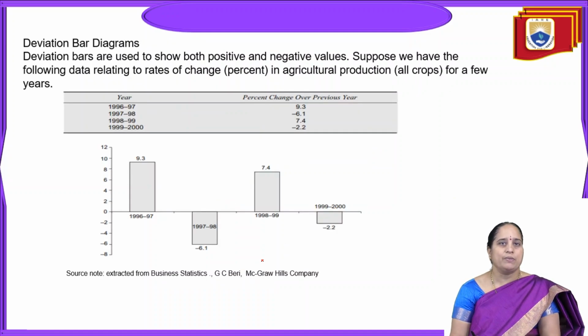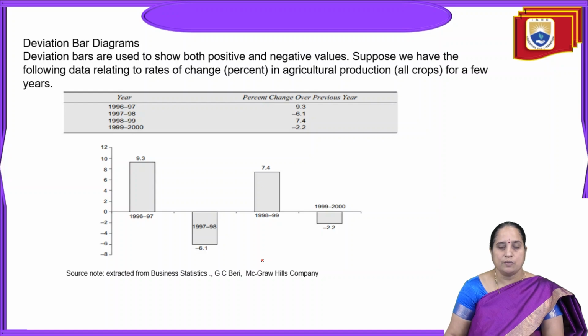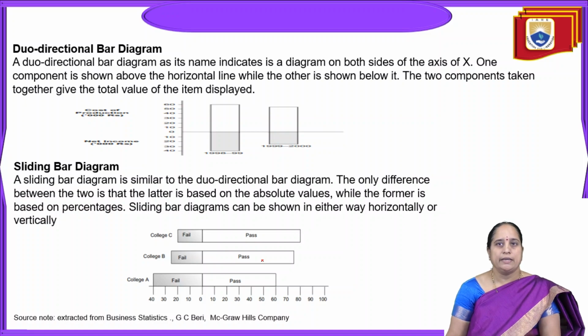The next one is deviation bar diagrams. Deviation bars are used to show both positive and negative values. Whenever we are given data relating to rates of change in percentage in agricultural production for a few years, in some cases we may have positive values and in some cases negative. Everything can be projected in deviation bars, both positive and negative items. The next type is the geodirectional bar diagram. A geodirectional bar diagram indicates a diagram on both sides of the axis of x.